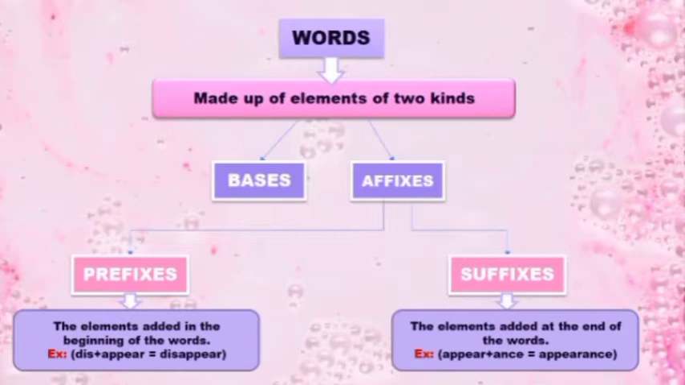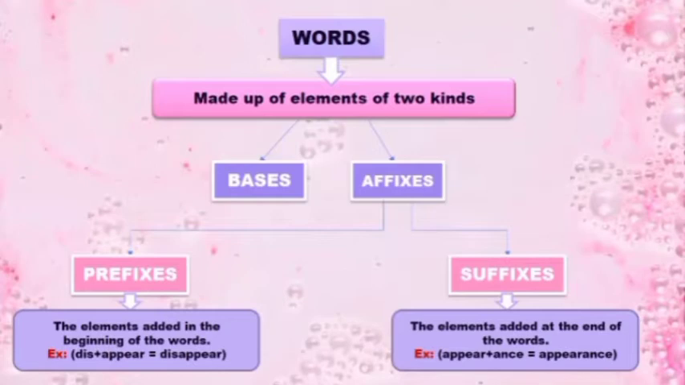For example, dis plus appear, disappear. Appear is a basic word. A basic word is like a kata dasar in Indonesia. So here, appear is the basic word, and this is the prefix. Dis plus appear, disappear.